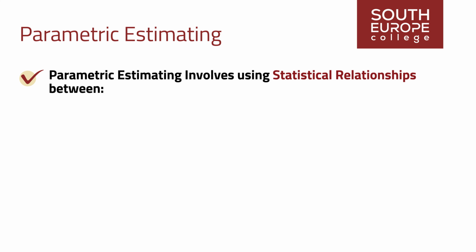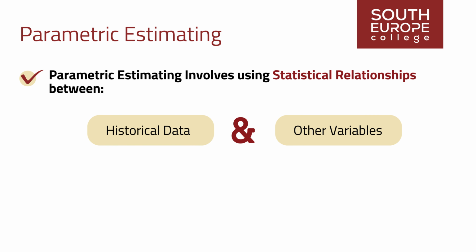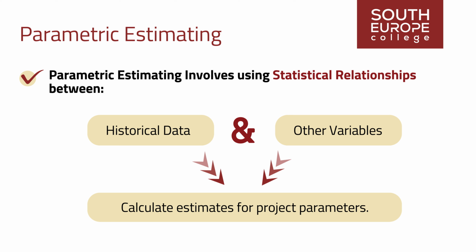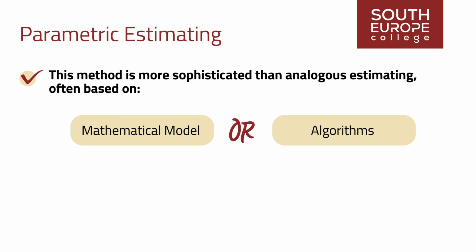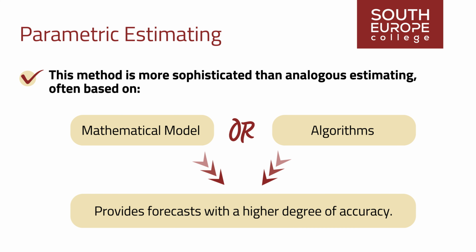Parametric estimating involves using statistical relationships between historical data and other variables to calculate estimates for project parameters. This method is more sophisticated than analogous estimating, often based on mathematical models or algorithms, and provides forecasts with a higher degree of accuracy.